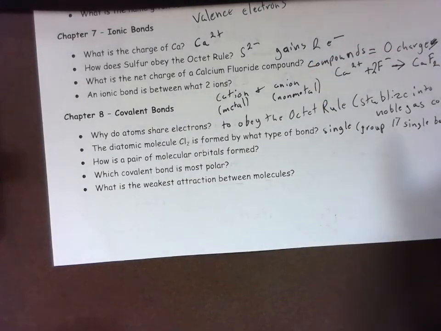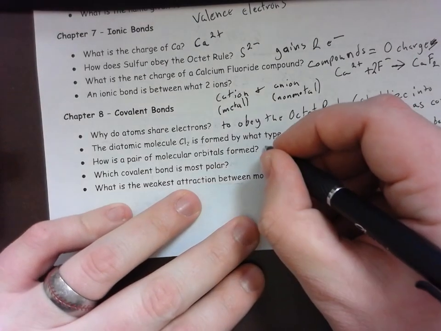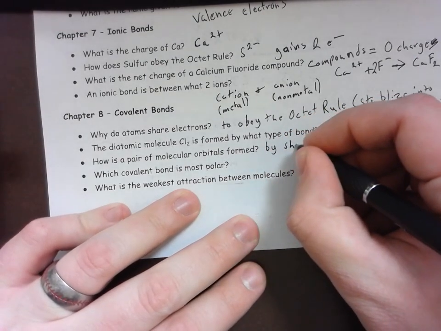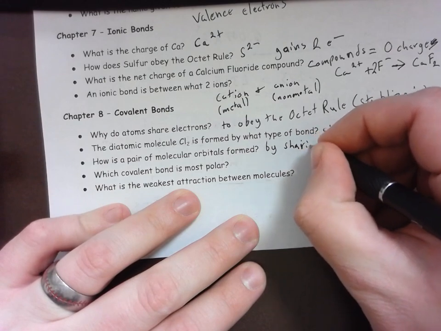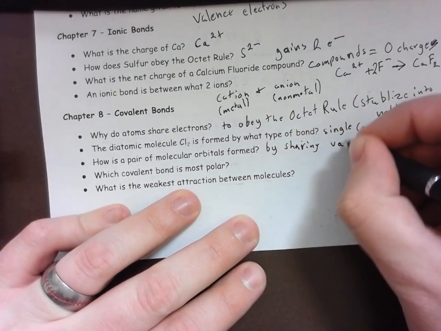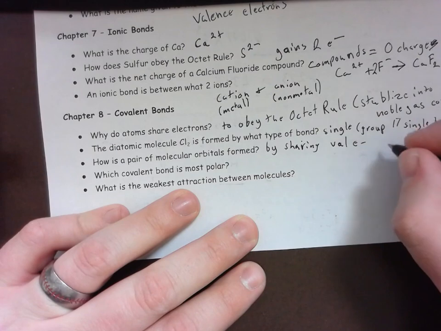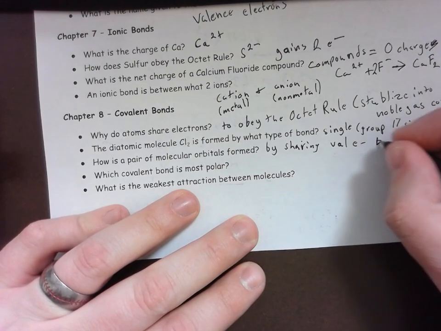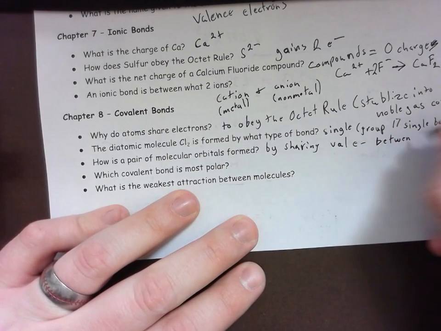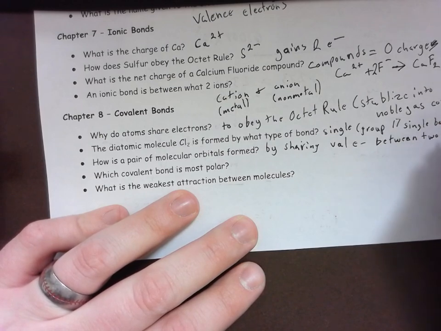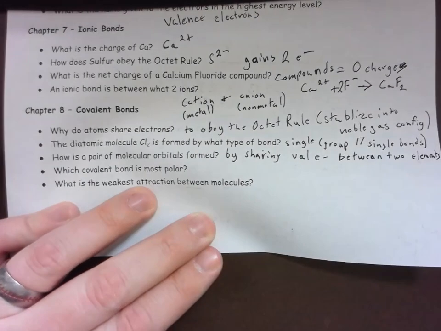A pair of molecular orbitals. How is a pair of molecular orbitals formed? By sharing valence electrons between two elements.